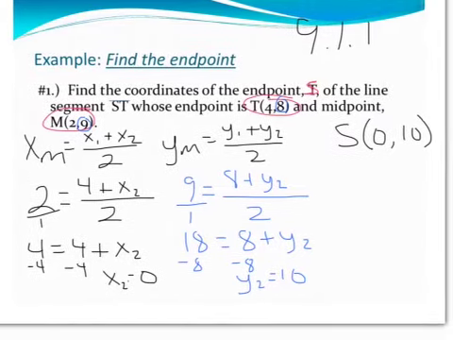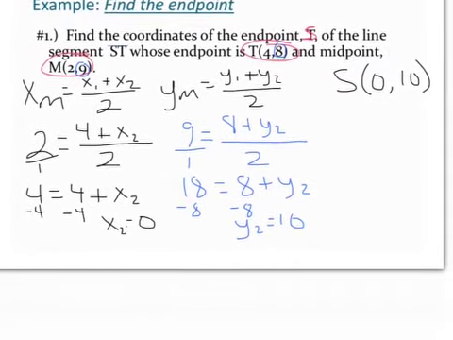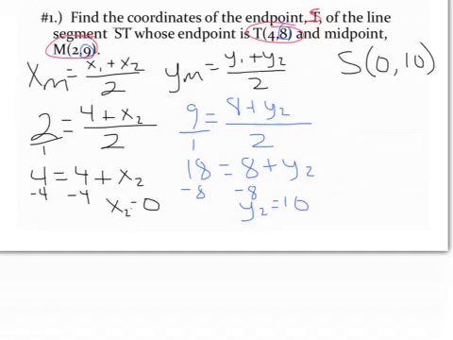Now we can go about this a different way that many people find a little bit easier. So I'm going to give us some room here. Well, let's draw this out as a line segment. I know that t is 4, 8. M is 2, 9. And we don't know what s is. Well, the midpoint is in the middle, right? So if I go from t to m, I'm moving the same distance as I would go from m to s.